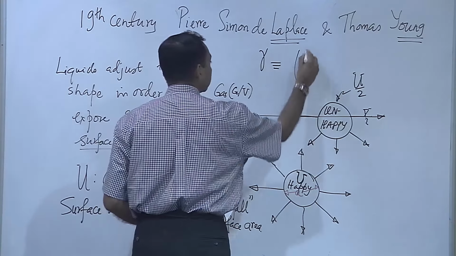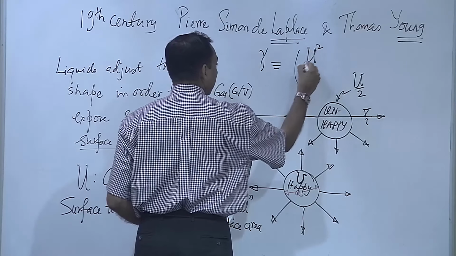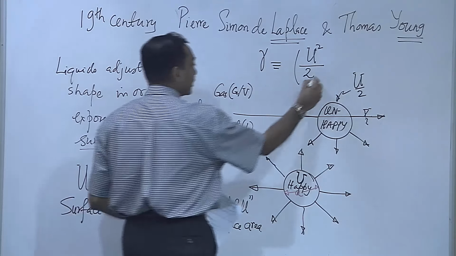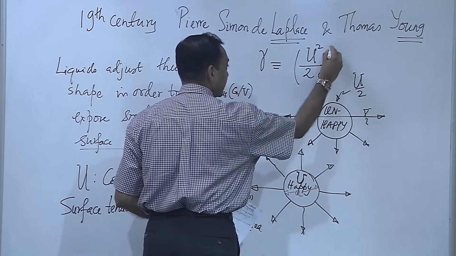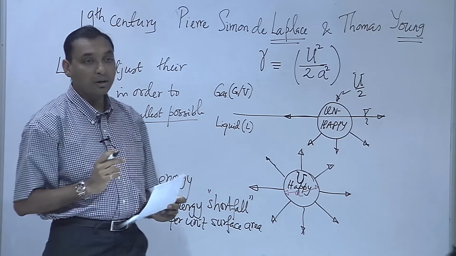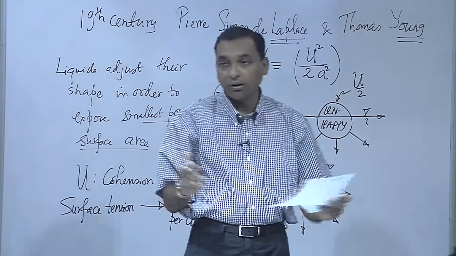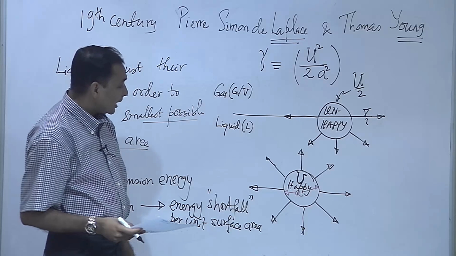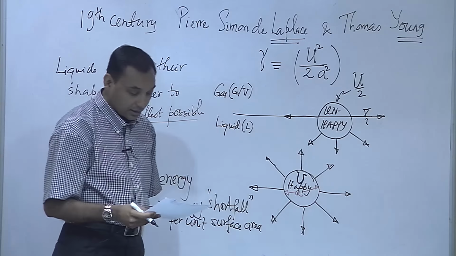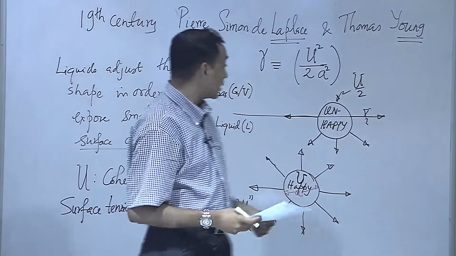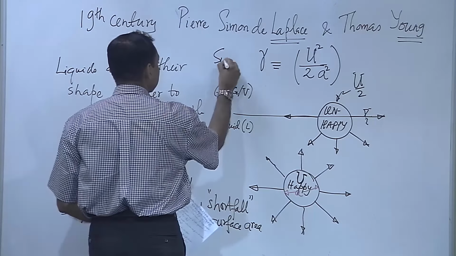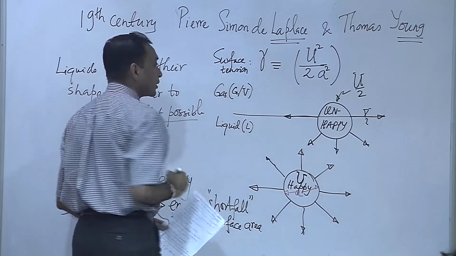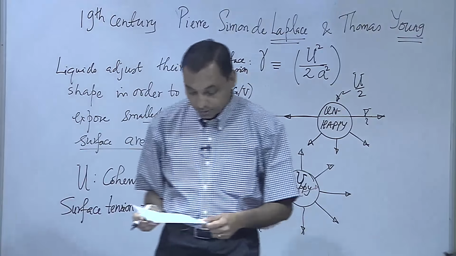So I can write gamma, the surface tension, is equivalent to U square, the energy shortfall. U square by 2 is the energy shortfall per unit surface area, where A square is the area exposed. If A is the molecular size of this, be it water or ethanol, whatever the liquid may be, then this is how surface tension can be related to U square by 2A.